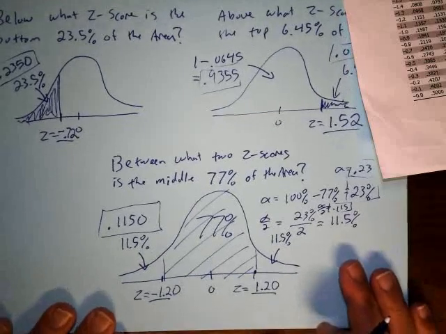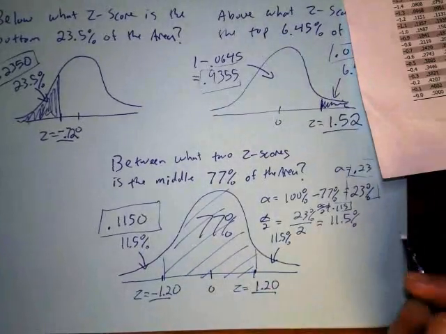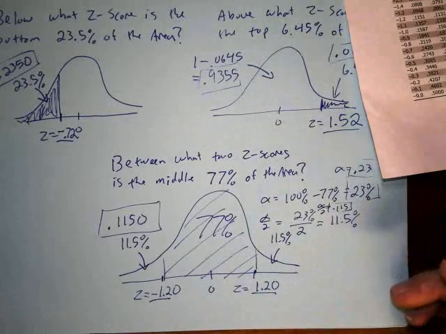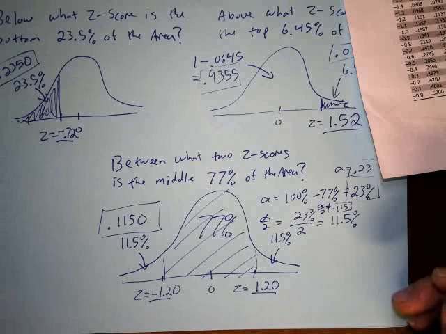Just one other thing. Well, let me just leave it there. I think that's good. So that's how you use the standard normal table backwards.